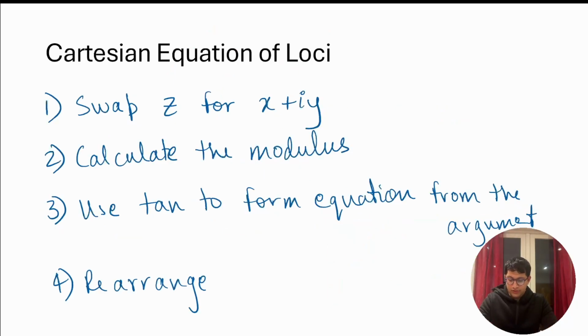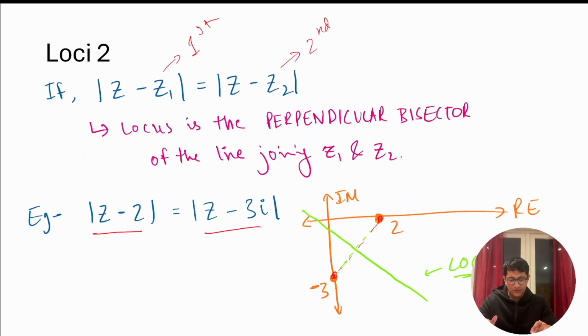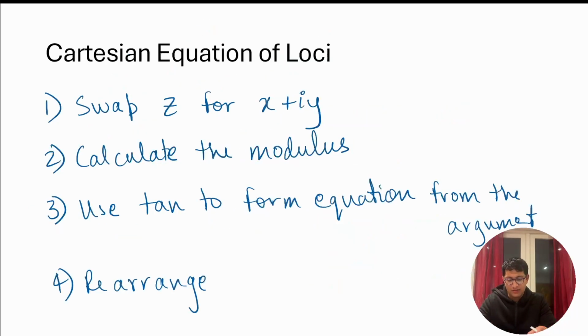Cool. So how do you work out the Cartesian equations of loci? These are some of the more challenging questions this topic has to offer. So I thought I'd make a step-by-step guide on how to do it. The very first thing to do is, in all of these, assume that the locus point is some random point, which can be represented by x plus iy.